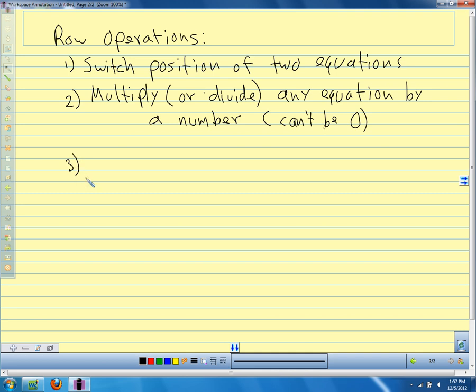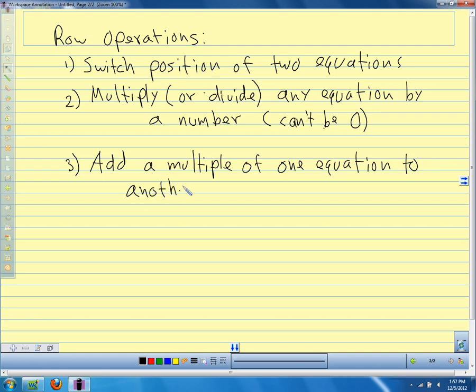And our third row operation is to add a multiple of one equation to another equation and replace the second one in the system.